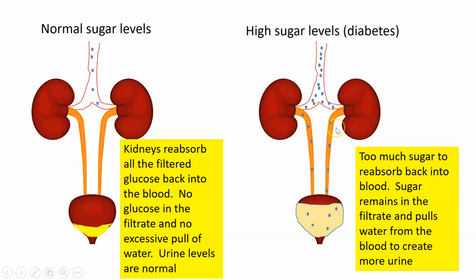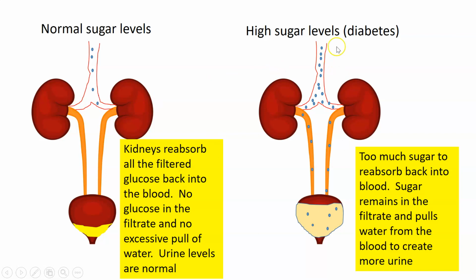Okay, so here's a little diagram just to illustrate that a little bit. So in normal sugar levels, these blue dots here represent the sugar. Here's the bloodstream. They get taken to the kidneys, and the kidneys basically filter the sugar molecules out, and then it goes back into the blood. So out into the bladder enters no sugar. Here's the urine represented in yellow. So the bladder's filling up, and there's no sugar in there.